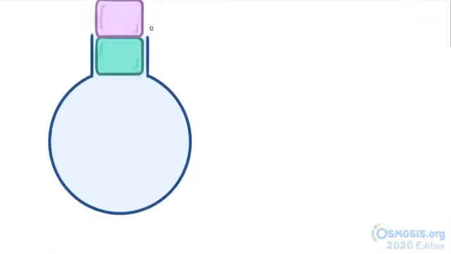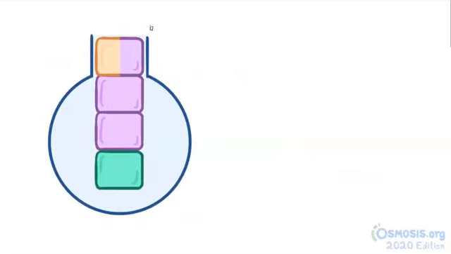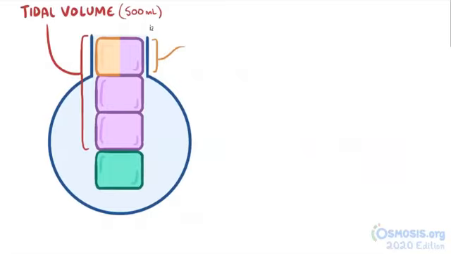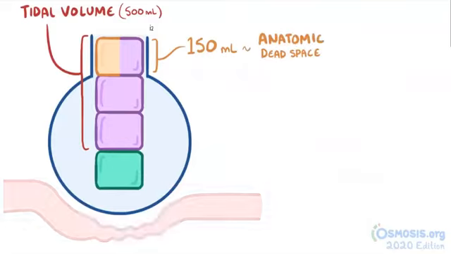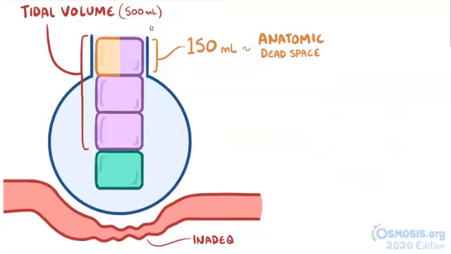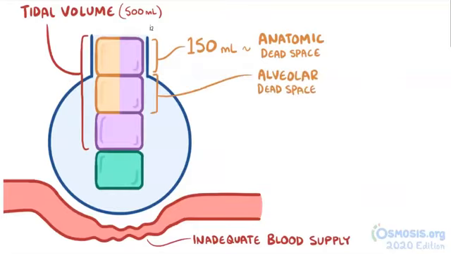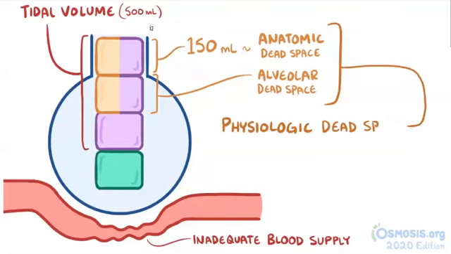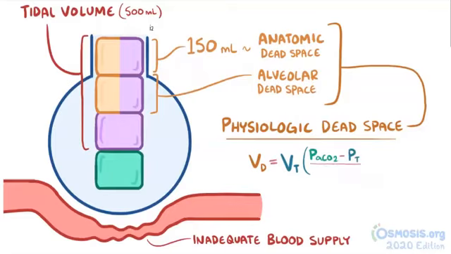Alright, as a quick recap. We can't use all of the air we breathe in for gas exchange. About a third of the normal tidal volume, or 150 milliliters, is wasted on its way to the alveoli and makes up the anatomic dead space. In addition, some of the alveoli don't get adequate blood supply, and therefore they don't participate in gas exchange. When we add this air wasted in non-functioning alveoli to the anatomical dead space, we get the physiological dead space. And the physiological dead space is calculated using the Bohr equation.